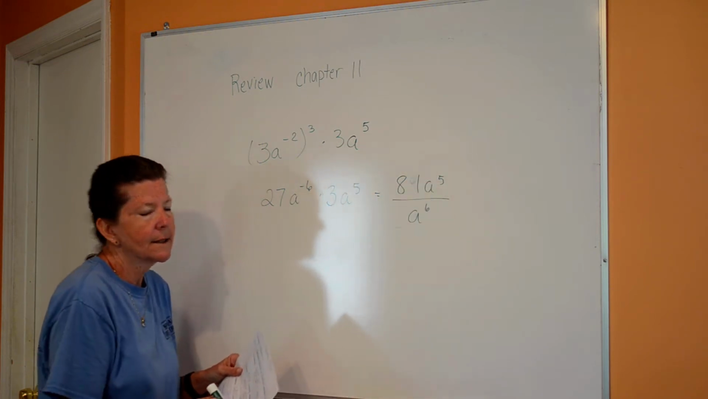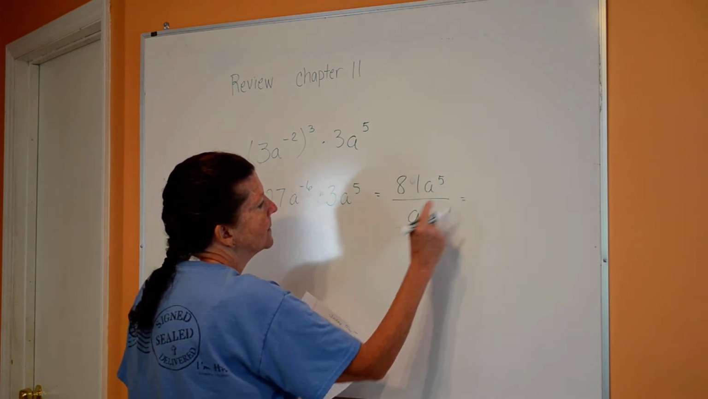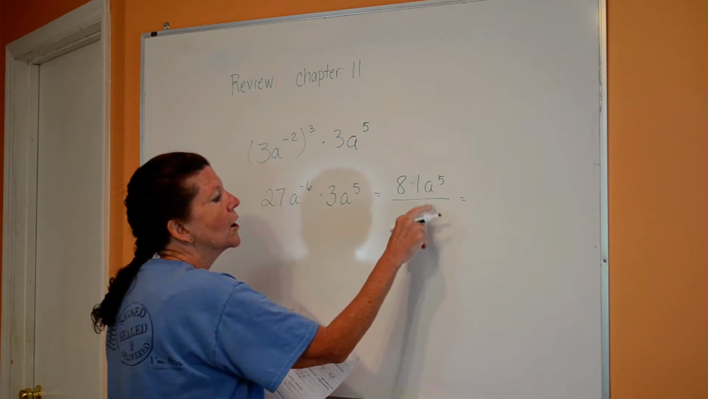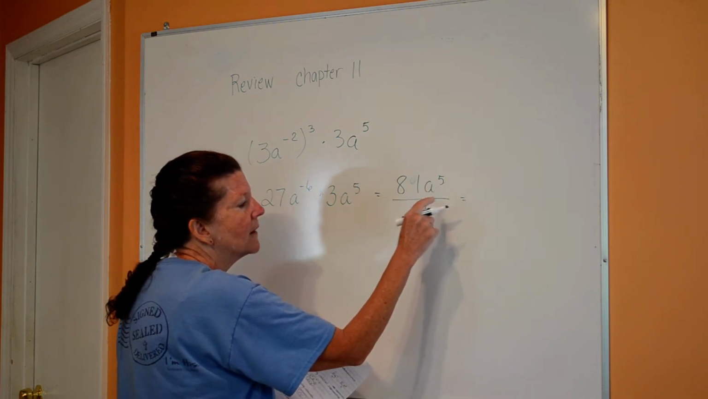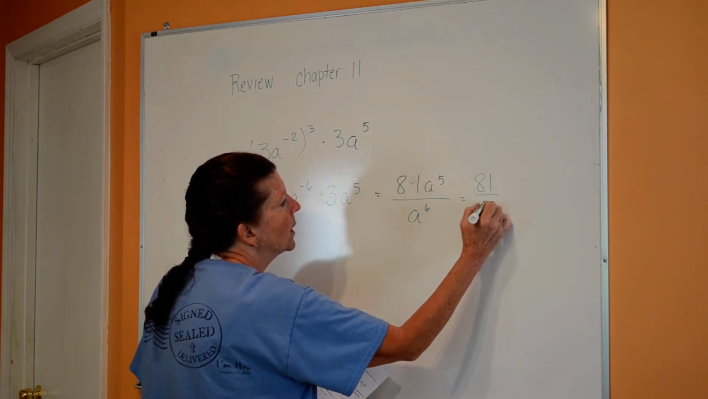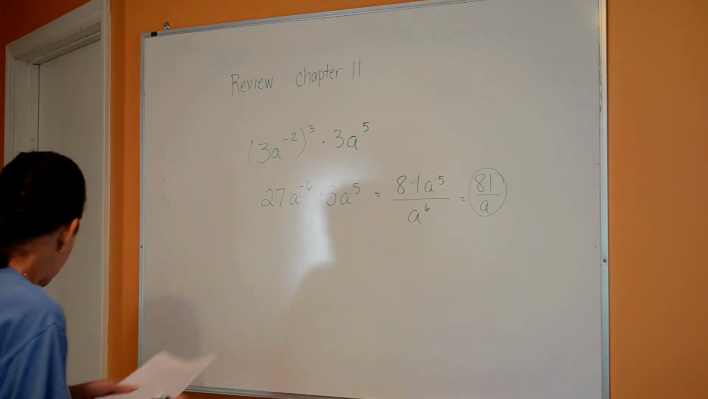If I have base numbers that are the same and I'm dividing, I subtract exponents and put the remaining exponent where the larger number is. So 6 minus 5 is 1, so the 1 is going to go on the bottom. So I get 81 over a as a final answer for that type of problem.